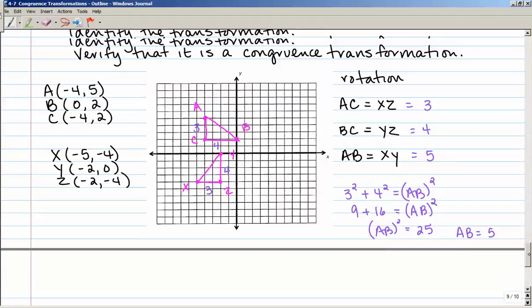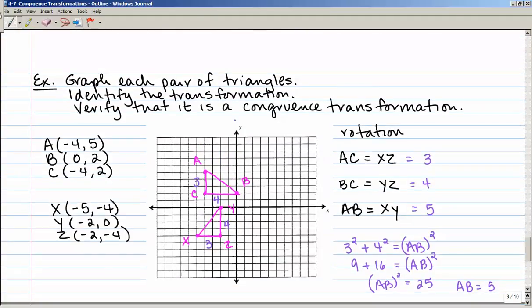So, when it says verify that it is a congruence transformation, you're going to basically be using side, side, side, and show that all of the corresponding sides are indeed congruent to each other. In this case it was easy because I had a 3 and a 4 where I could just count the boxes, and then since it appeared to be a right triangle I could use the Pythagorean Theorem to figure out the third side. But to verify that it's a congruence transformation, you have to show that all of the corresponding sides are congruent by using SSS.